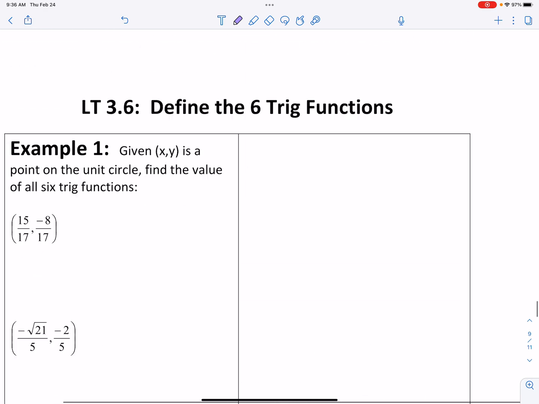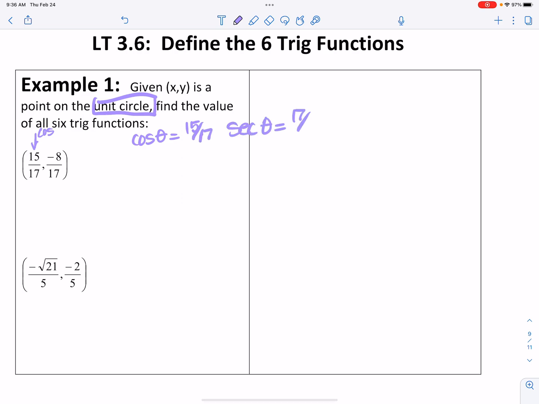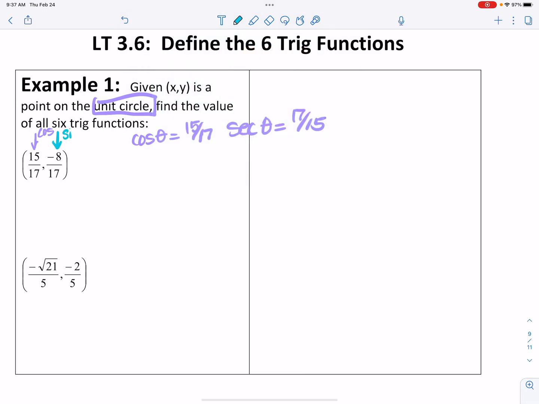And then, yes, this is the last one on tonight's assignment. It just wants you to define all 6 trig functions if it's on the unit circle. So if it's on the unit circle, this is my cosine. My cosine of theta is 15/17, which means my secant of theta is 17/15. And the y is my sine, because that's my opposite. So my sine of theta is a negative 8/17, and my cosecant of theta is a negative 17/8.